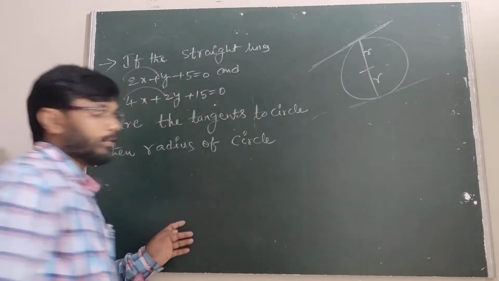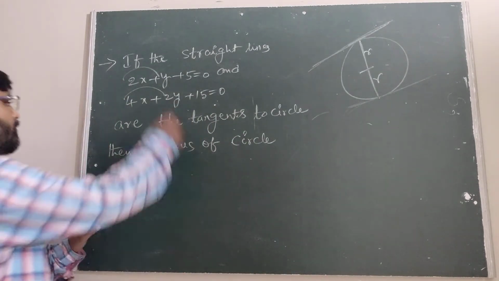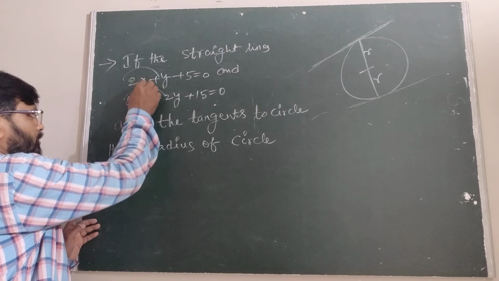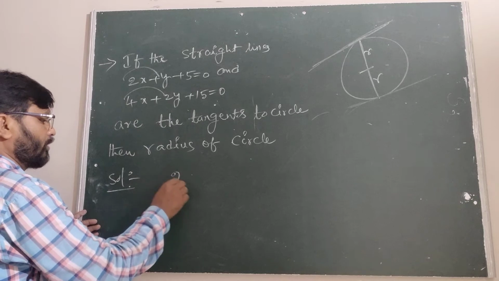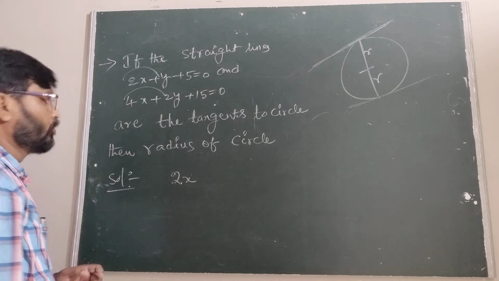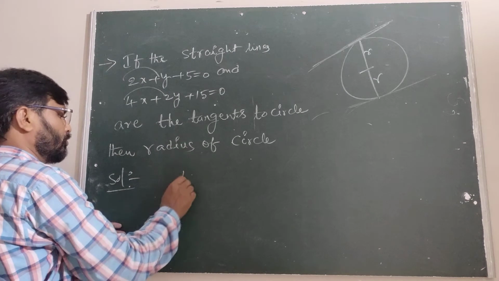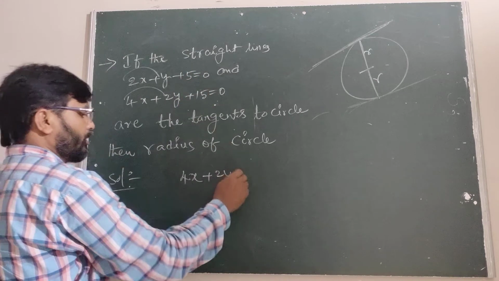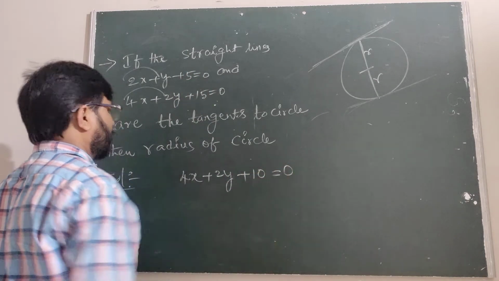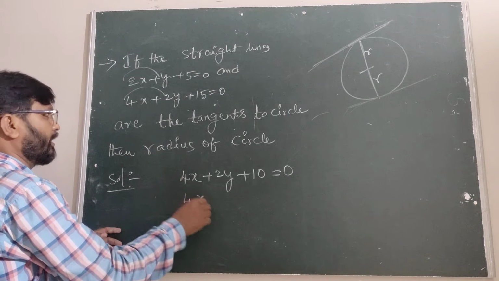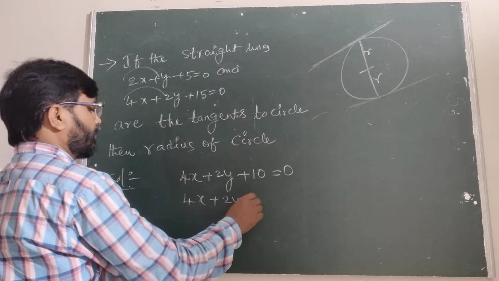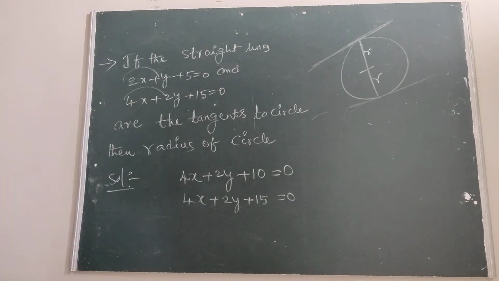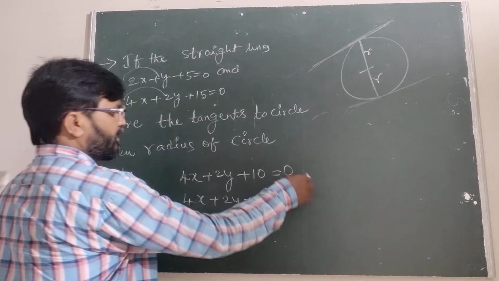So for the distance between the parallel lines, the solution is, first we multiply the first line by 2. Please concentrate on it. 2 into 2 is 4x, 2 into y is 2y, 2 into 5 is 10. After that, the other one is 4x + 2y + 15 = 0. Is it clear?